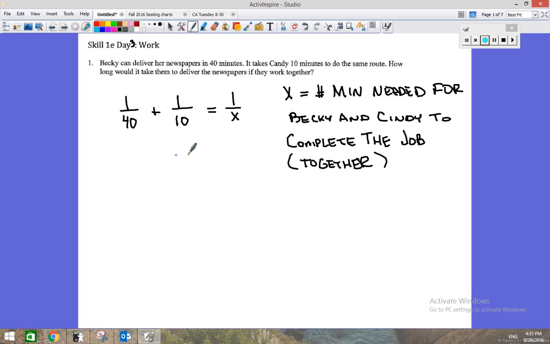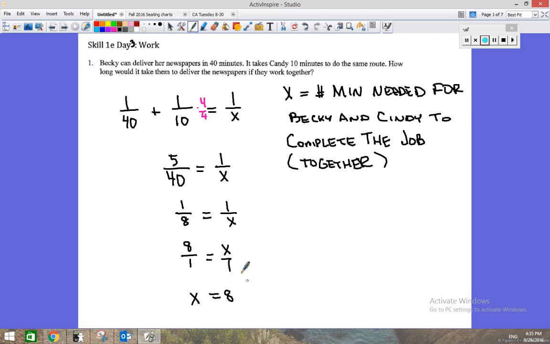All right, so I've got 1/40 plus 1/10. Let's just add these two fractions together. We'll multiply this second term by 4/4 so that we have a common denominator of 40. So we've got 1 plus, well, 1 times 4 is 4. 1 plus 4 is 5. 5/40 reduces to 1/8. Take the reciprocal of each side. This flips and becomes 8/1. This flips, becomes x/1. So x is equal to 8.